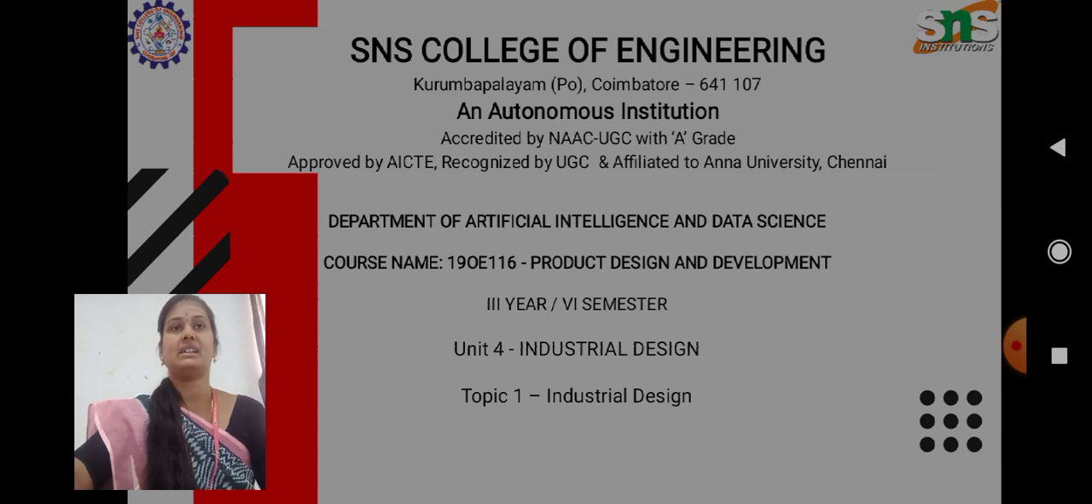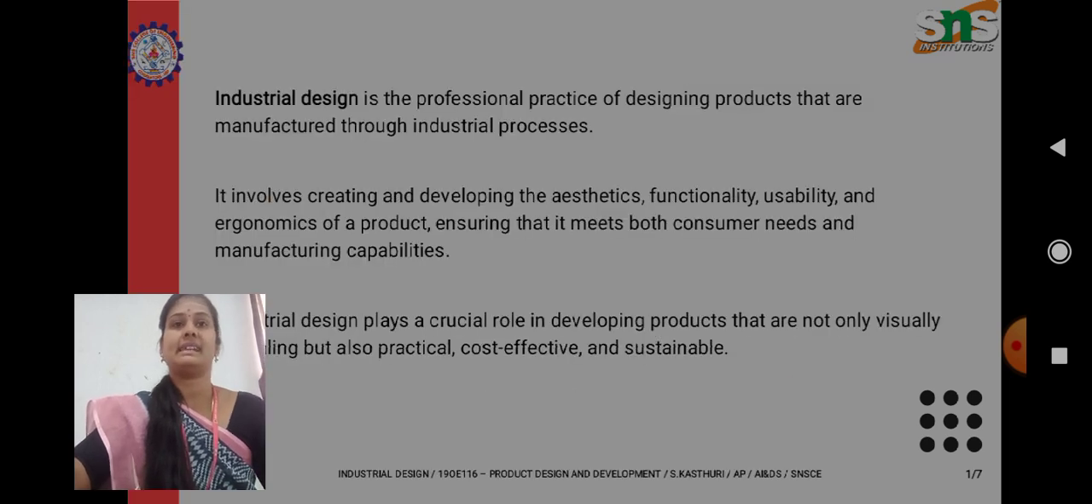In this video lecture we are going to see about the different types of design. As a start, first we are going to discuss industrial design. Industrial design is the professional practice of designing products that are manufactured through industrial processes.